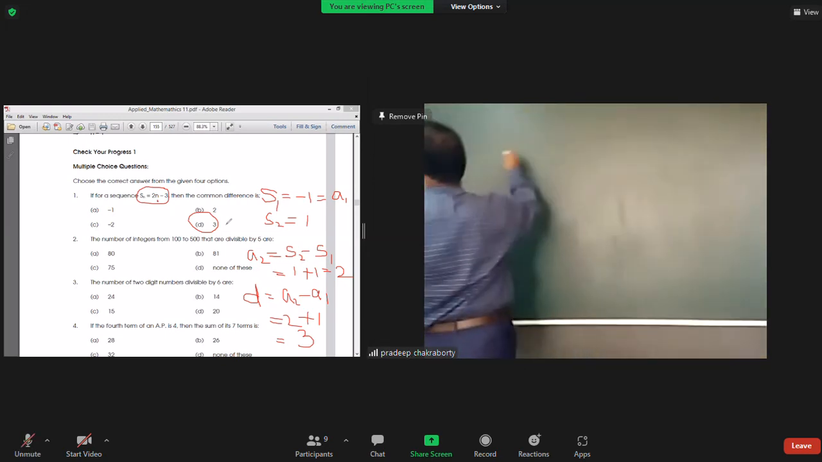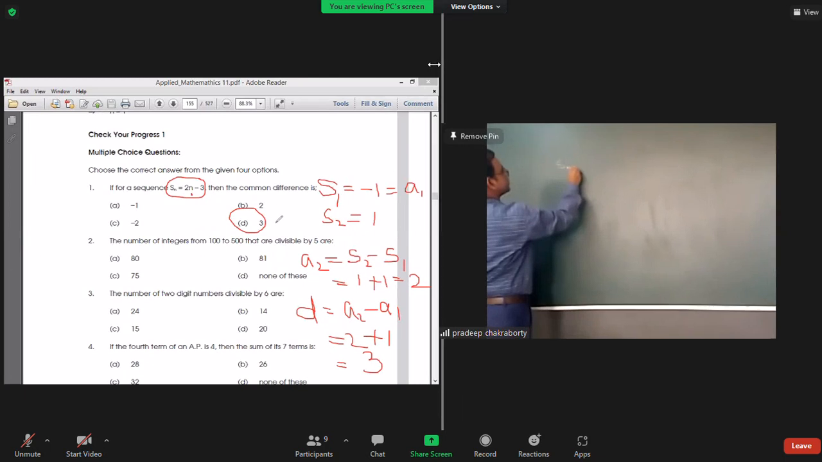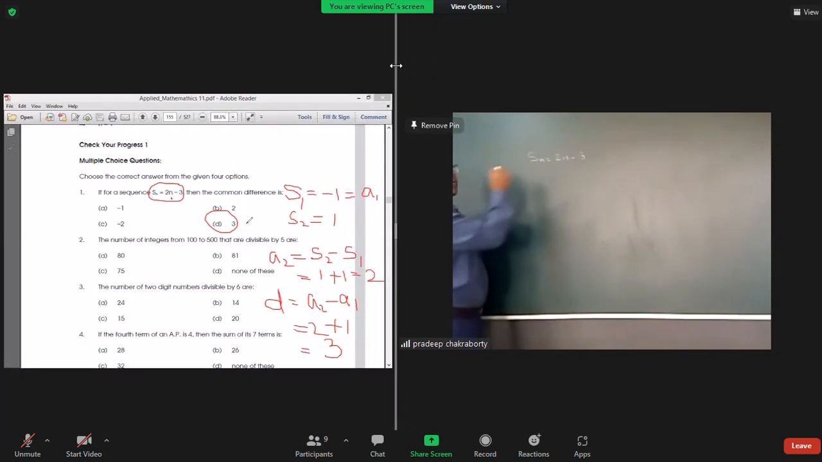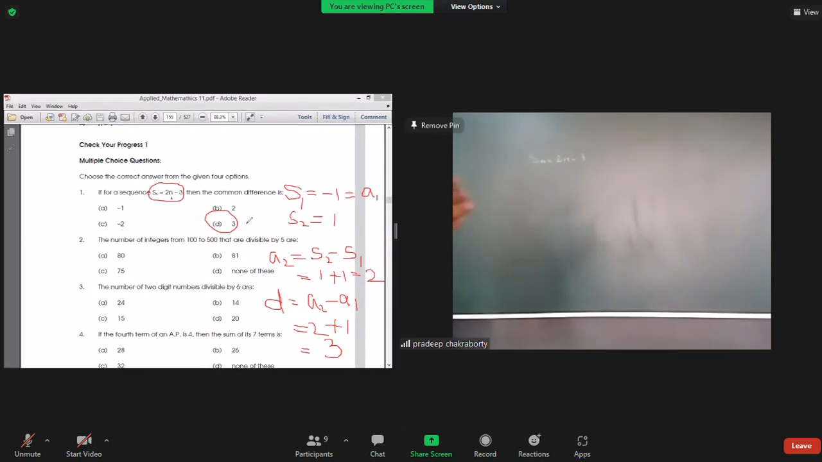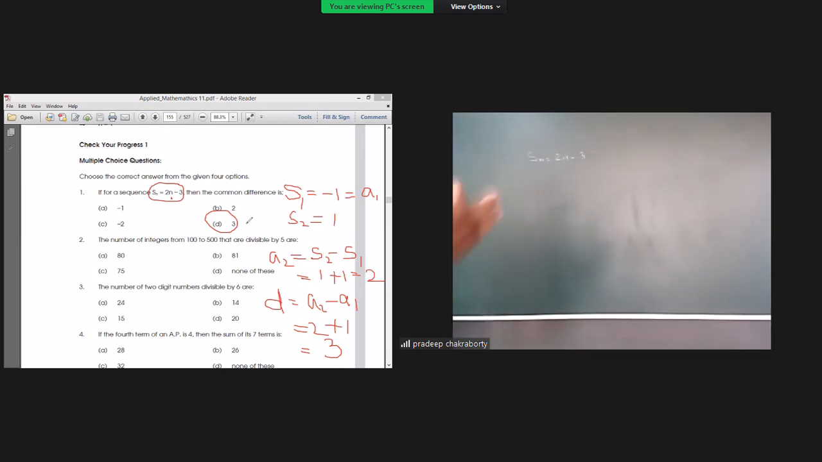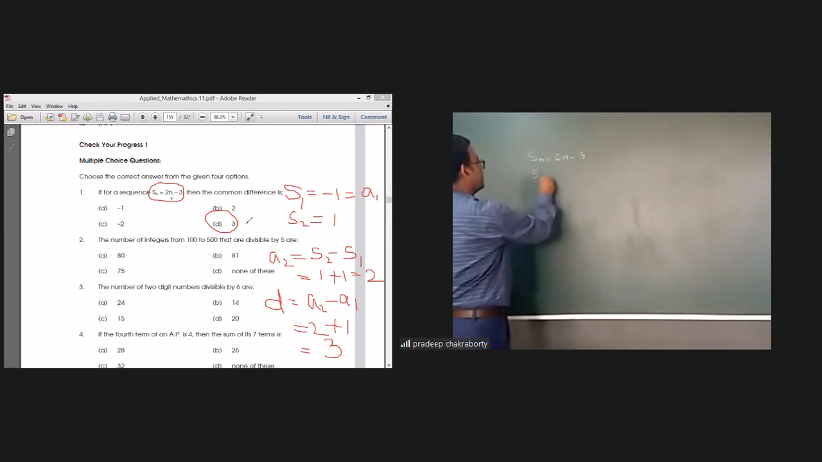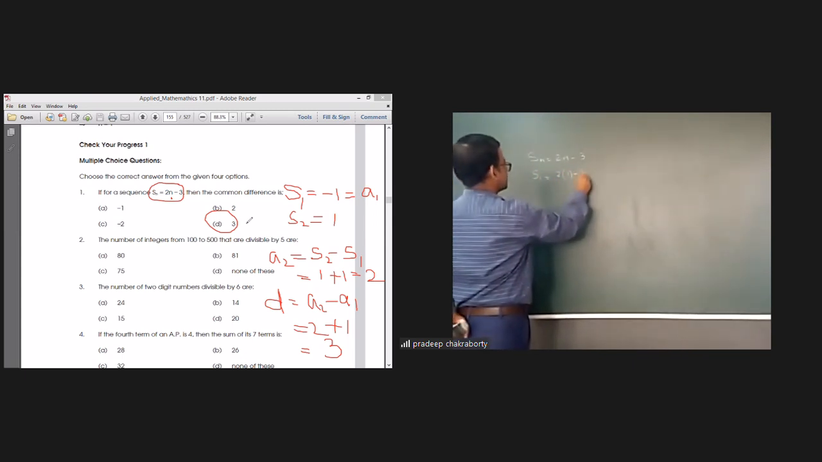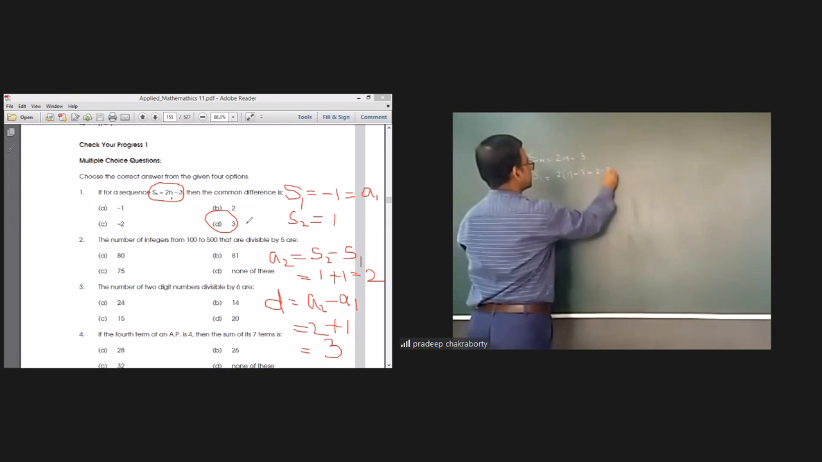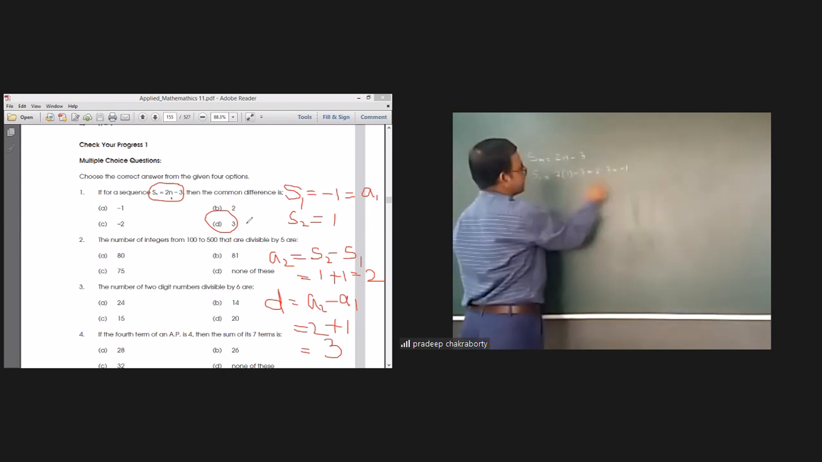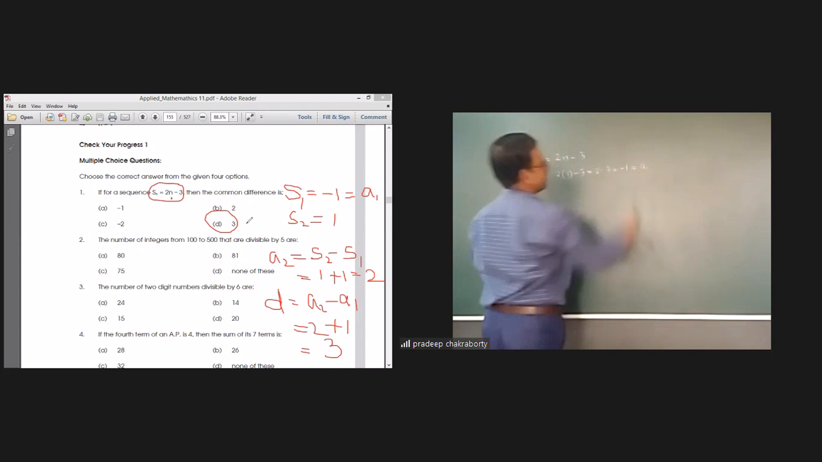See, Sn is 2n minus 3. Sn means sum up to n terms. So sum up to n terms also comes under a formula, that is 2n minus 3. This is a formula with which we find the sum up to n terms. That means what is the sum of one term, what is the sum of two terms, what is the sum of 3 terms, 4 terms. Okay, so similarly let us first find S1. S1 is 2 times 1 minus 3, so that is 2 minus 3, that is minus 1. Now whatever S1 is, the same will be A1.